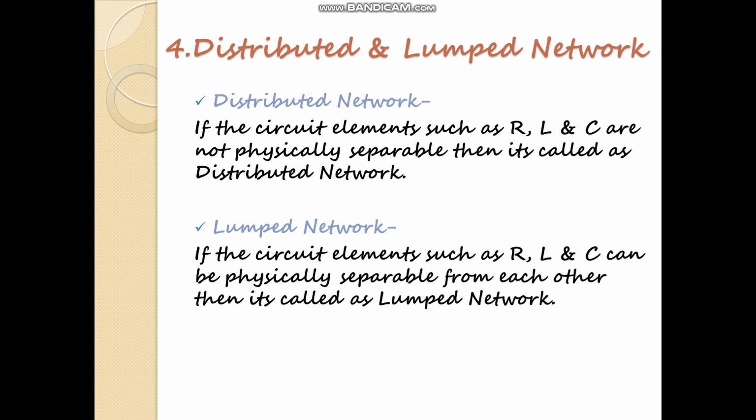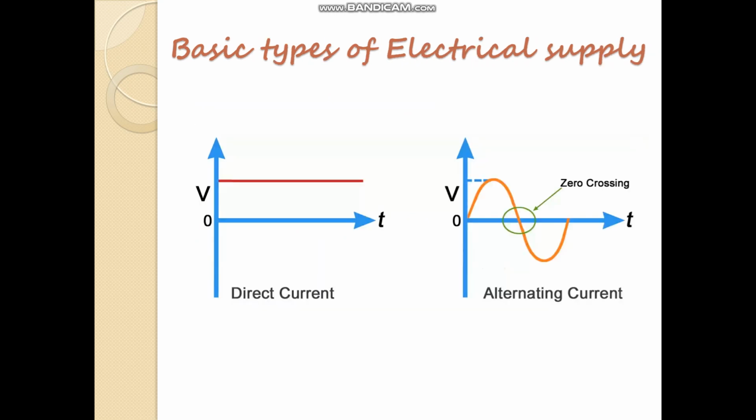The fourth type is distributed and lump network. If the circuit elements such as resistor, inductor and capacitor are not physically separable, then it's called a distributed network. And lump network means if the network elements such as R, L and C can be physically separated from each other, then it's called a lump network.